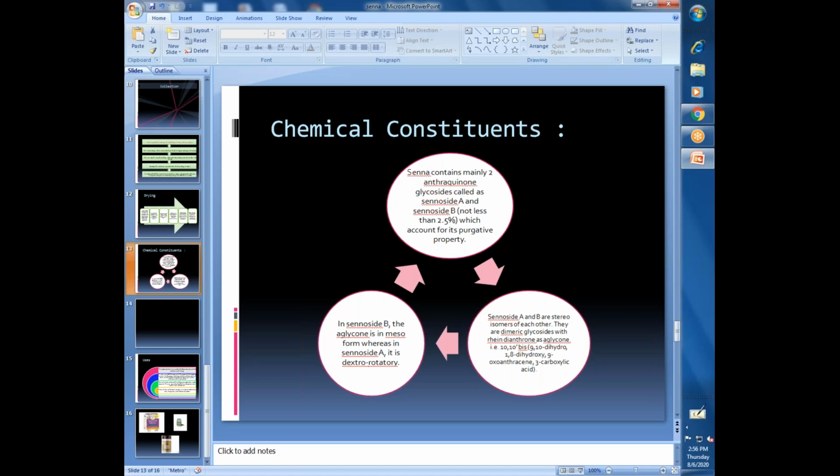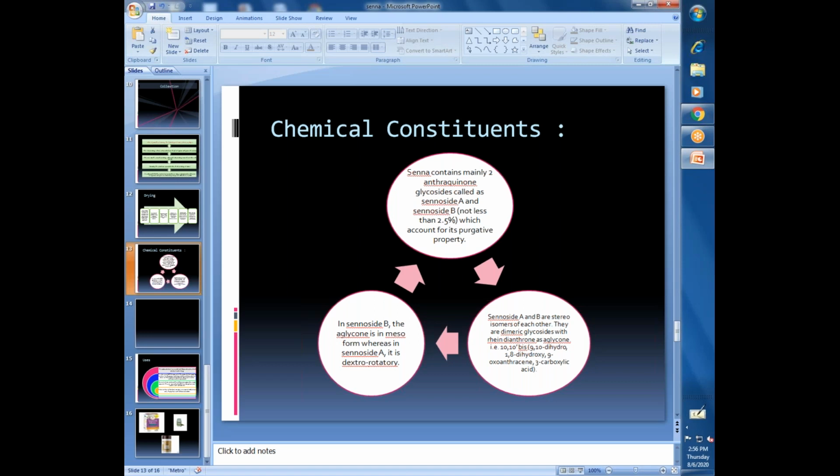Coming to the chemical constituents, Senna contains anthracene glycosides. Among the anthracene glycosides, Senna contains mainly two anthraquinone glycosides, that is Sennoside A and Sennoside B, and the Sennoside B content should be not less than 2%, which accounts for its laxative or purgative activity.